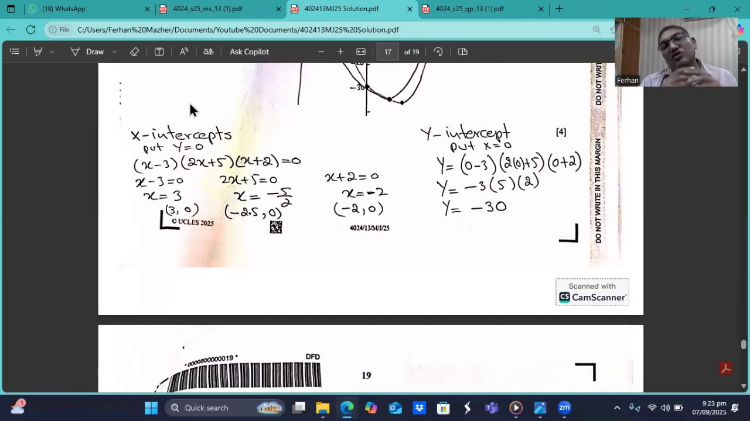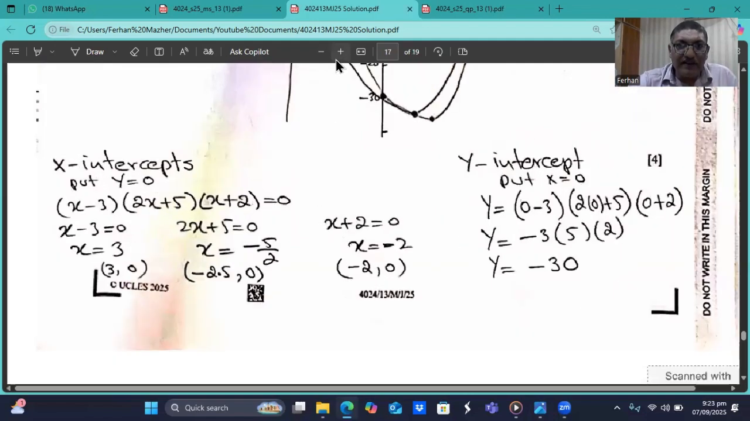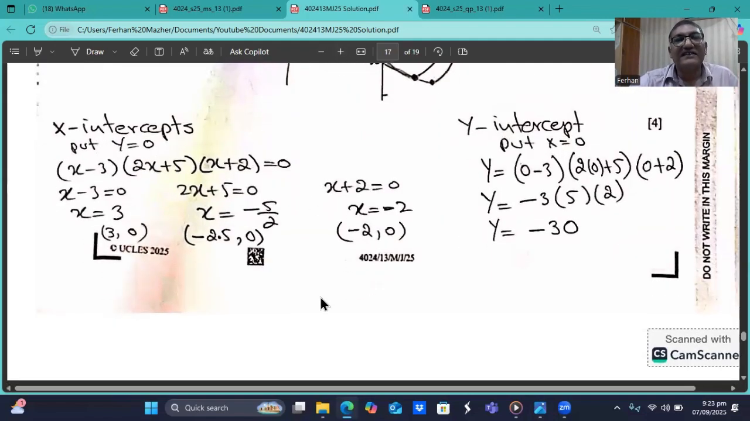So if you want to find out the x-intercepts, what you will do, you will take that equation, and in that equation, wherever is the y, you put 0. When the x-intercept happens, the y coordinate is 0. So (x - 3)(2x + 5)(x + 2) is equal to 0. So we will make these three brackets one by one equal to 0, and we will get the value of the x. So x - 3 equals 0. So x is equal to 3. So that is (3, 0).